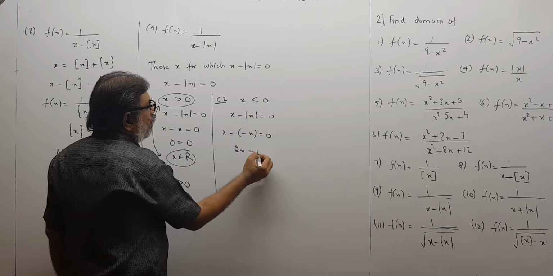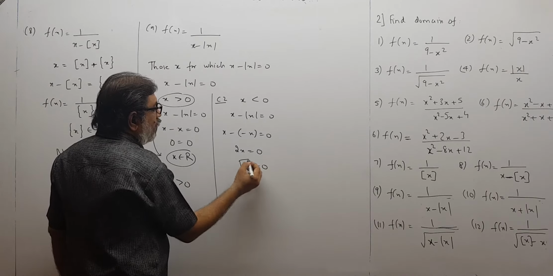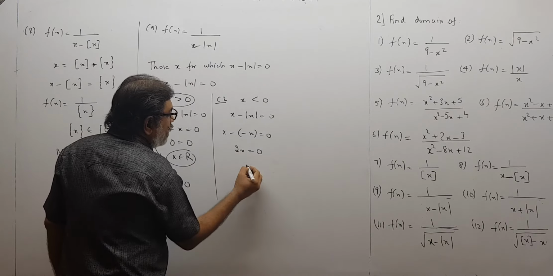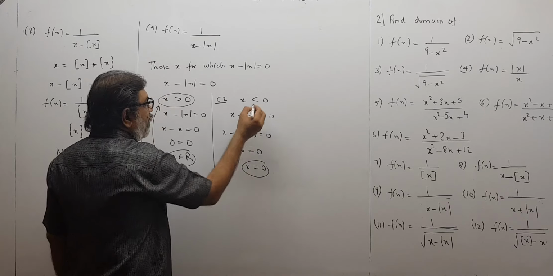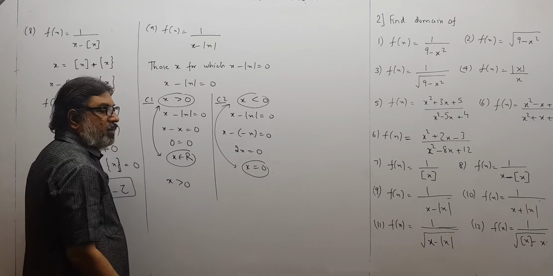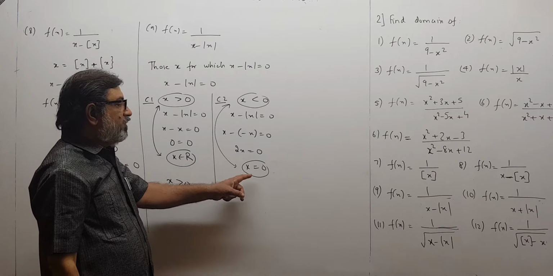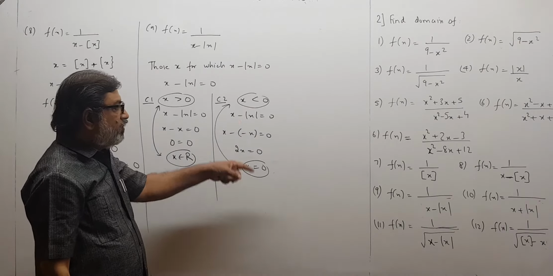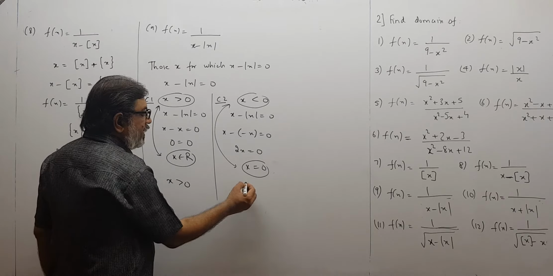So 2x equal to 0 and x equal to 0. This is my conclusion, that x should be 0. But what was the precondition? x less than 0. Intersection of these two, nothing is common. This says x should be 0. This says x should be less than 0. There is no intersection. So from here I don't get any value of x.